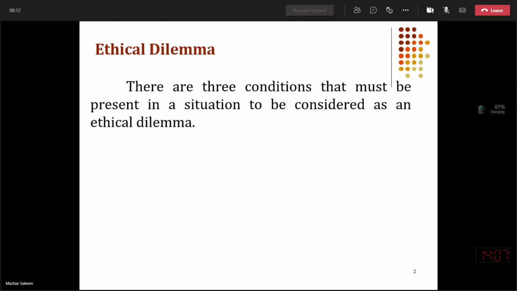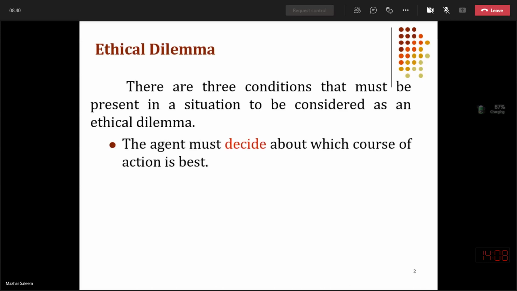It says that there are three conditions that must be present in a situation to be considered as an ethical dilemma. And we already know that the word dilemma basically means a confusion. It's a confusion or a problem whenever we have a difficulty of making choice. In general, that condition is known as dilemma. And in particular, what is ethical dilemma? So here are the three conditions.